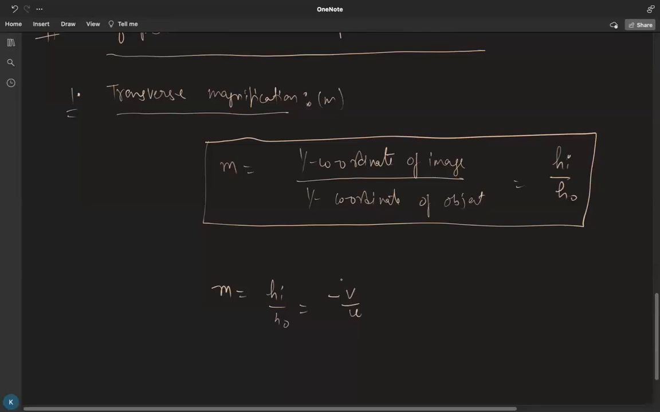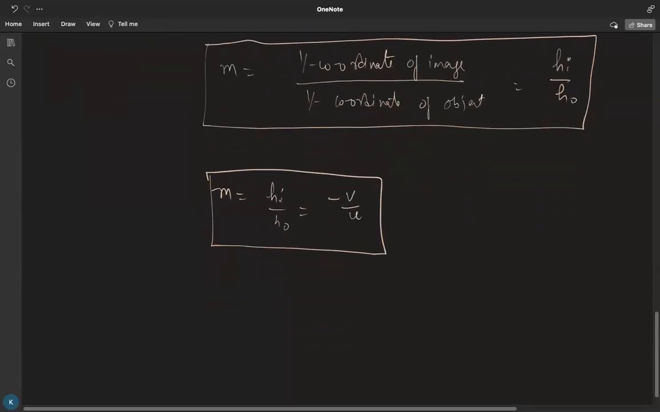Now the question is, how can we say it is minus V by U, right? I claim that the transverse magnification in a spherical mirror is the height of image by height of object. This is defined, but I also say it is equal to minus V by U, where you all are familiar with V and U. V is the distance of the image from the pole and U is the distance of the object from the pole, right? It is also equal to F by F minus U. Now it's very confusing, and you may ask why we write those terms as HI by HO, minus V by U and F by F minus U. Right now I'm just claiming that these are equal.